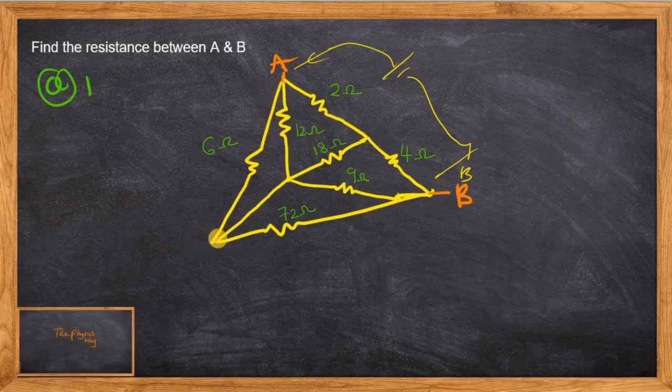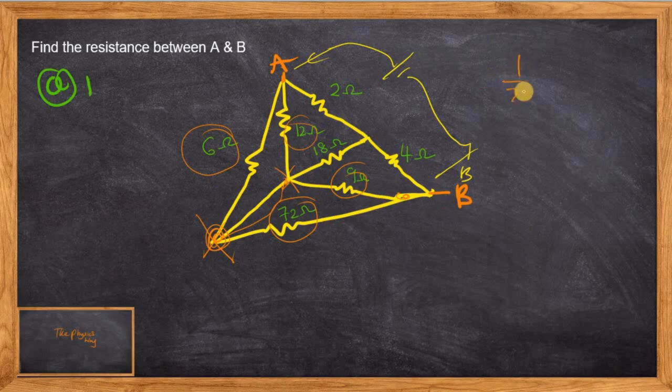Let's start from here. I hope you can see this point. This particular point and this particular point are connected by a wire. So that means we can connect it over here even. So this 9 and this 72 ohms are parallel, starting from the same point and terminating at the same point. And the very same thing is happening with the 6 ohms and 12 ohms. So these two are parallel.